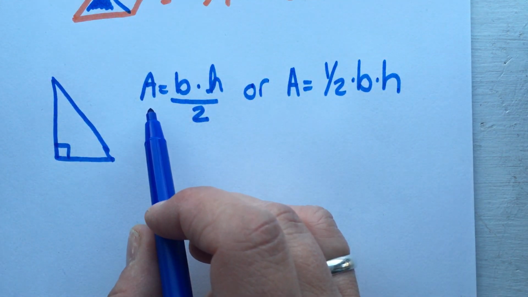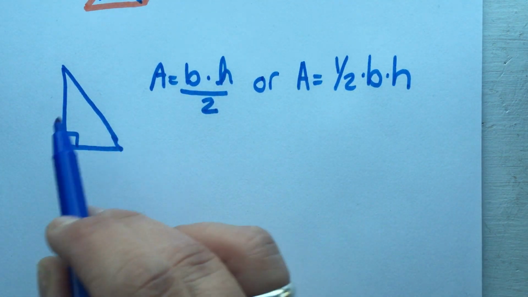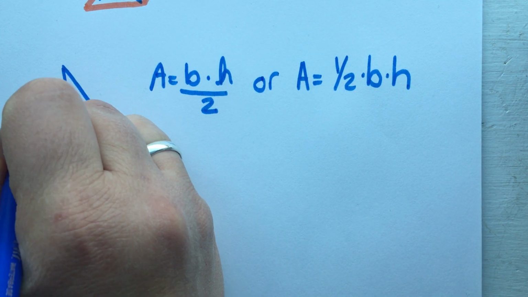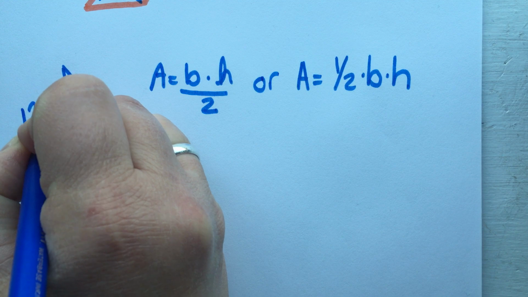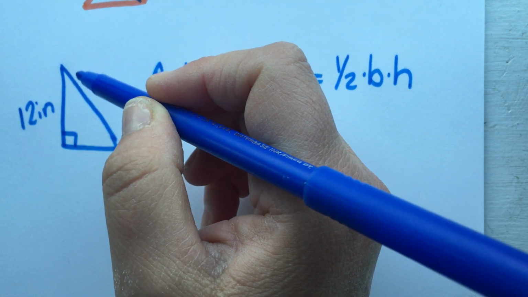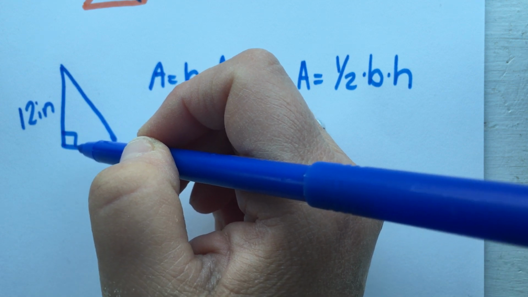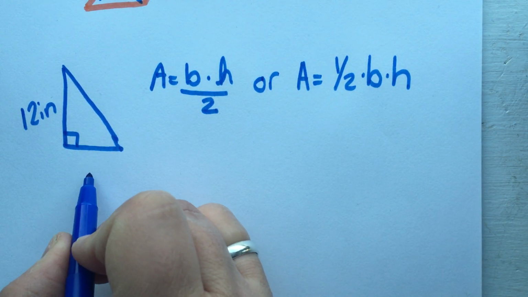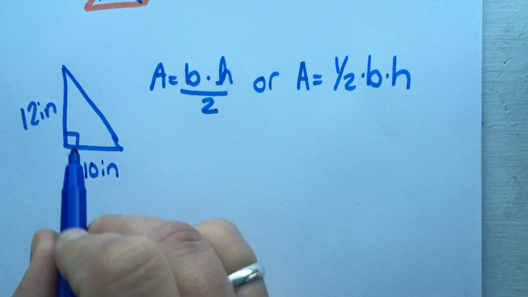Okay, so we're going to talk about how I find the area of this triangle. So if I gave you some dimensions and I said, all right, the height of this triangle, remember the height is talking about the shortest distance from bottom to top. I talked about that in the parallelogram video. And the bottom is 10 inches.